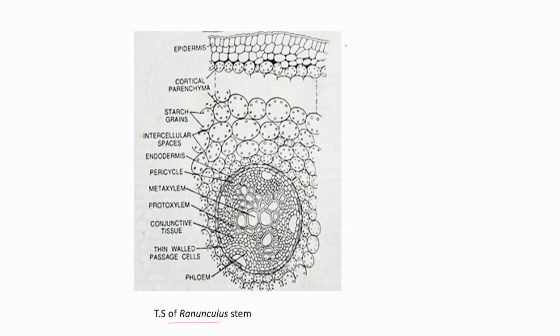You can see epidermis, then cortical rays which store a lot of starch, so starch grains are there. Then you have an endodermis, and then pericycle. In between you have tetrarch condition of metaxylem, and then protoxylem. In between you have conjunctive tissue. So, thin walled passage cells are also there, and they are just opposite to the protoxylem layer.